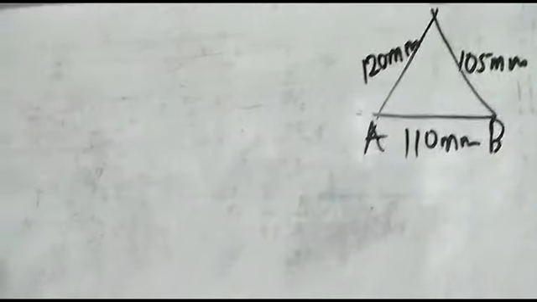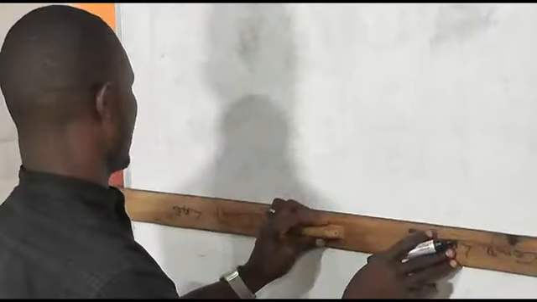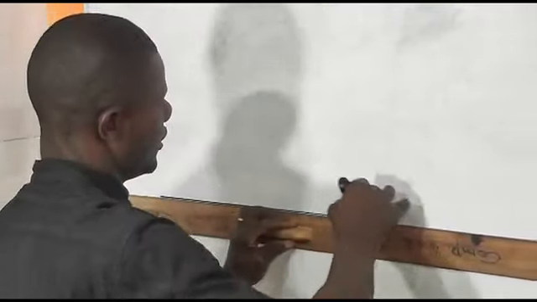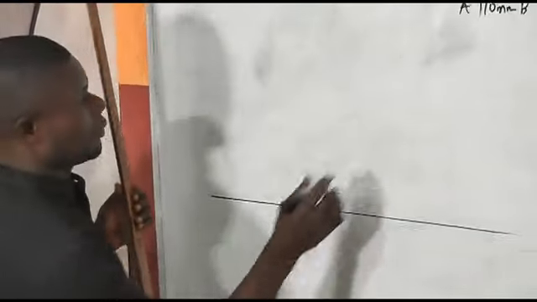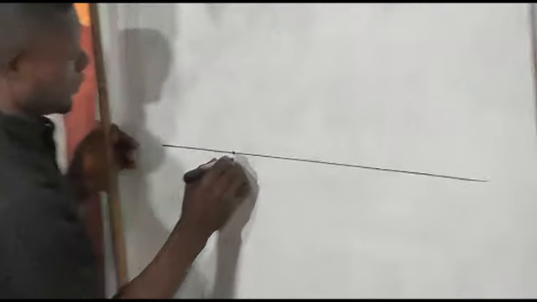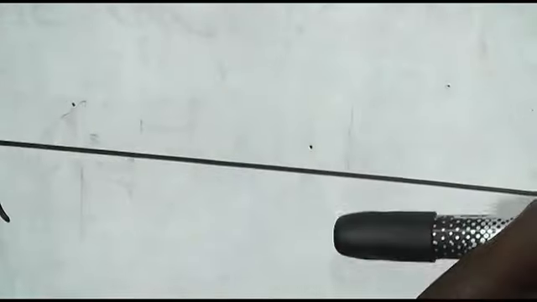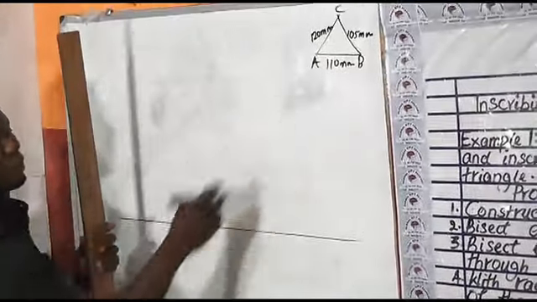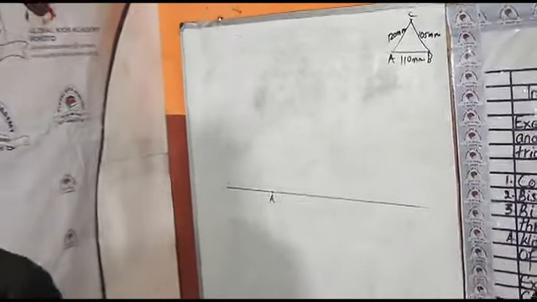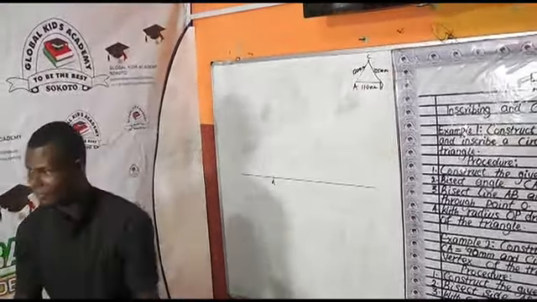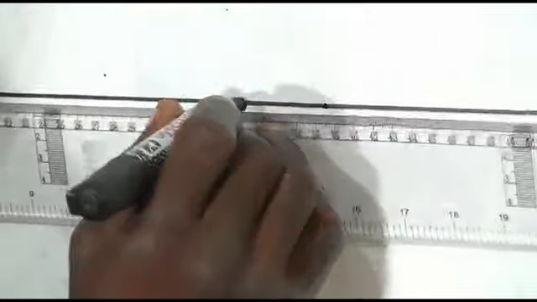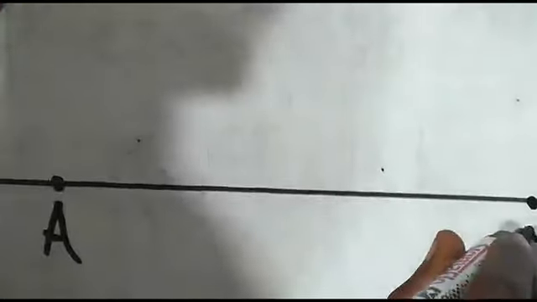All you need to do is to set your ruler, make sure it's straight, looking like a horizontal line. So we'll set our ruler and draw a horizontal line. After drawing the horizontal line, you choose a point. You can call this point A. Then we get our point B going to the right-hand side, and you follow the dimensions given, which is 110. AB is given as 110 mm. So you use your ruler to measure 110 mm. So this becomes our B.